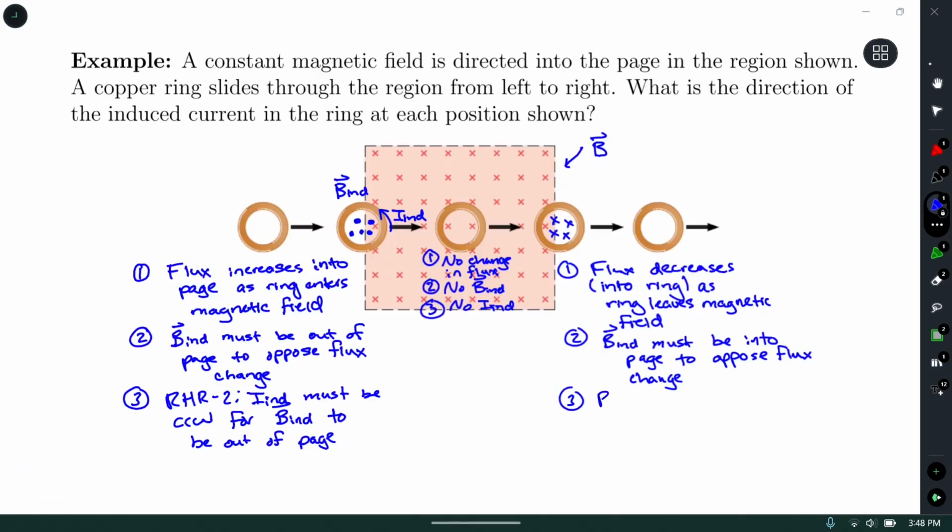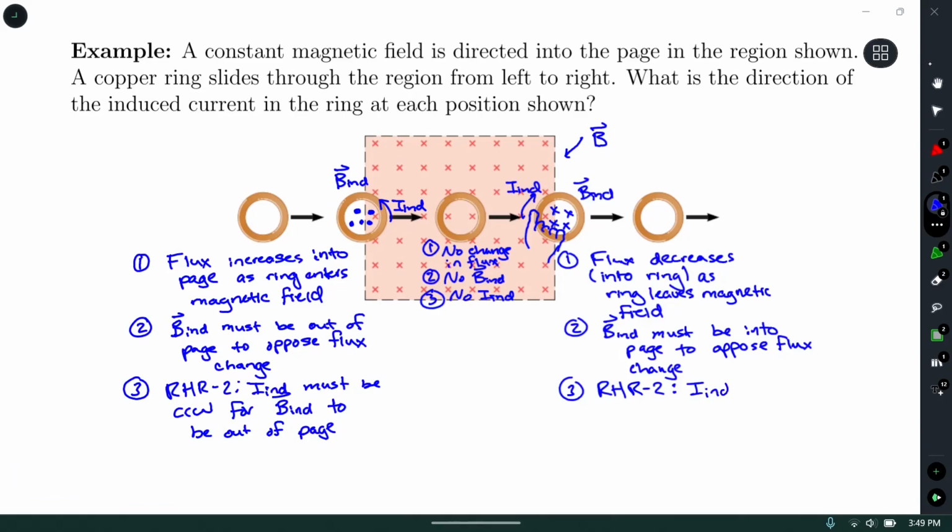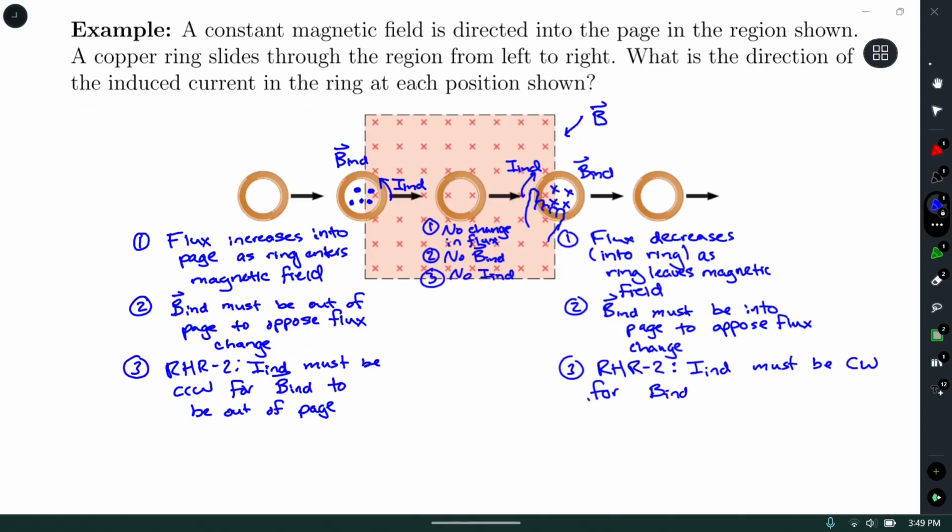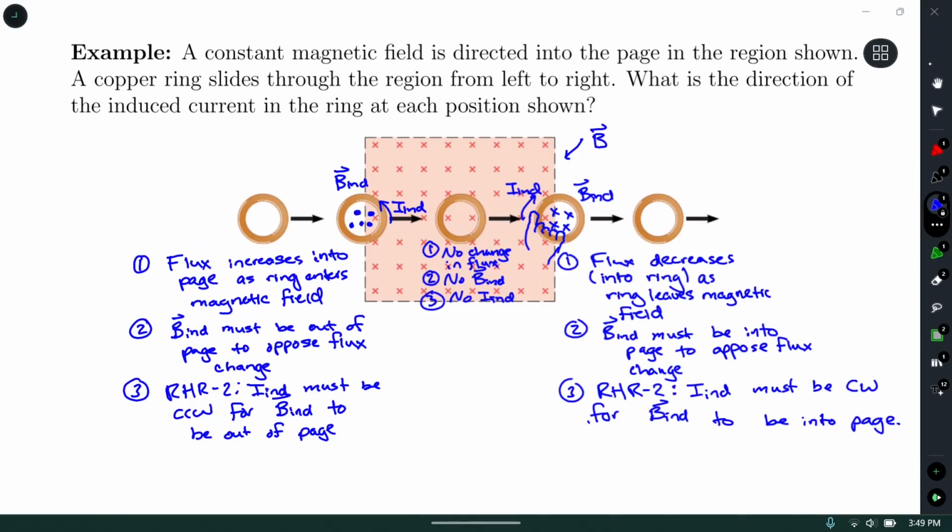And again, by the right-hand rule, the current around the ring has to flow a certain way to create that induced magnetic field. In this case, if we think about that our fingers should dip down into the loop, and so our thumb should point the other way, and that's indicating the direction of current flow. So in this case, the induced current must be clockwise for this induced magnetic field to be into the page. So, as the ring enters the field, the induced current is counterclockwise. As it leaves the field, the induced current is clockwise.